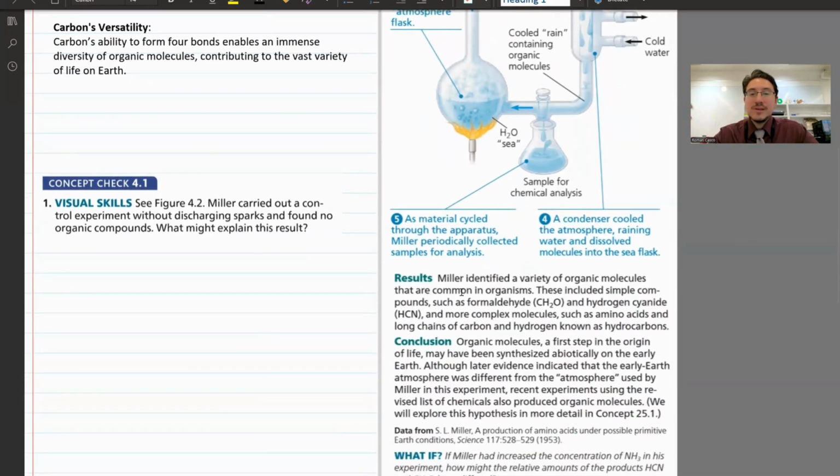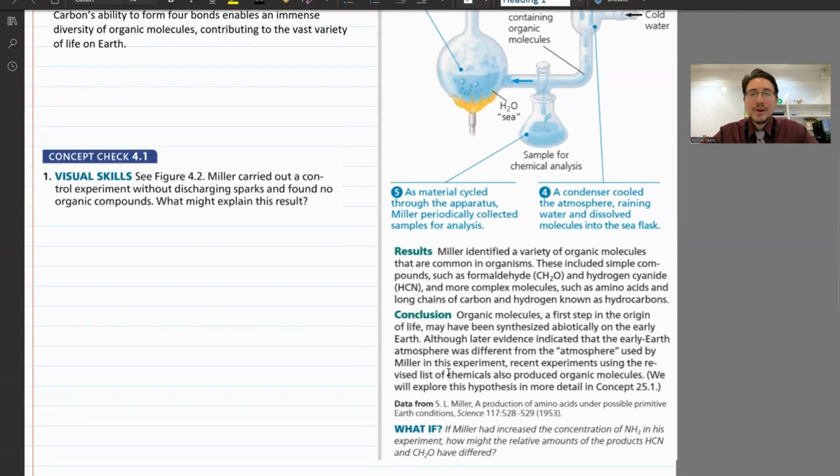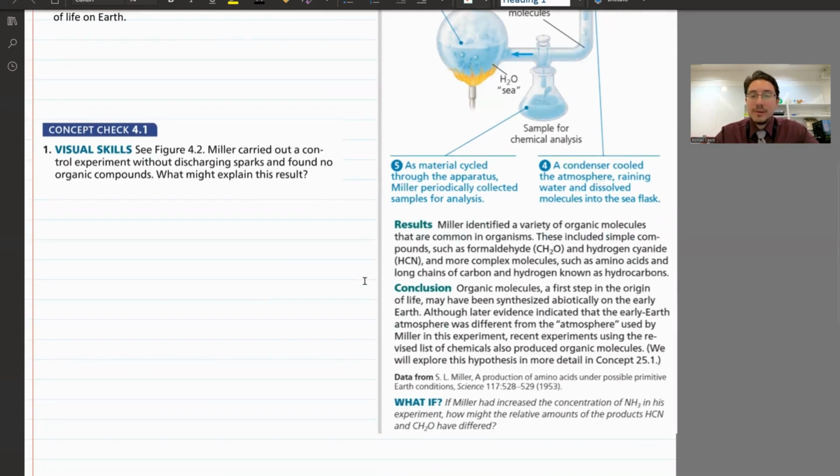Okay, so results. Miller identified a variety of organic molecules that are common in organisms. These included simple compounds such as formaldehyde, hydrogen cyanide, and more complex molecules such as amino acids, and long chains of carbon and hydrogens known as hydrocarbons. So quite an incredible and elegant experiment for him to try to collect data, right? Simulating the early Earth and how we can get a rise of organic molecules, because organic molecules are essentially the first step to the synthesis of life.